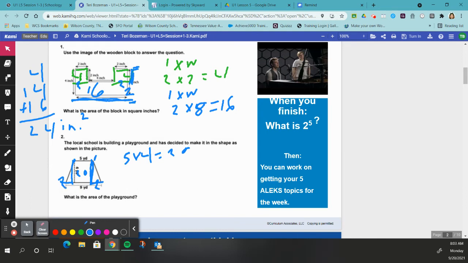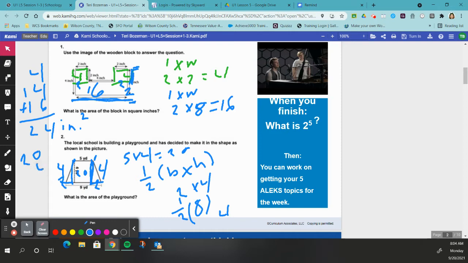Now, area formula for a triangle is 1/2 of your base times your height. So we have a base of 2 and a height of 4. We multiply that together to get 8. Half of 8 would be 4. So each triangle has an area of 4. So I've decomposed. I found the area of each piece, and now I need to add the area of each. So we have 20 plus 4 plus 4, which would give us 28 yards squared. Remember, when working with area, we are talking about square units. So that gives us our answers to our START problems.